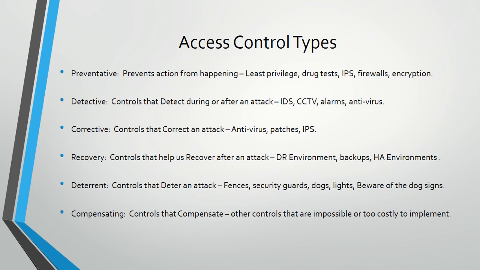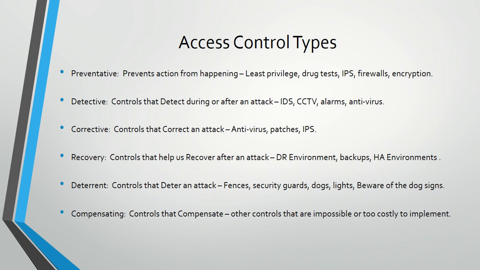The third category is corrective access control. Corrective controls attempt to modify the environment after an incident to return to normal condition. Antivirus software that counters a virus is a typical example of a technical control. A fire extinguisher is an example of a physical control.